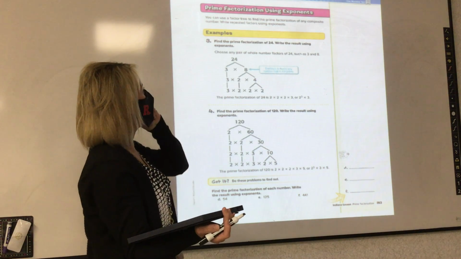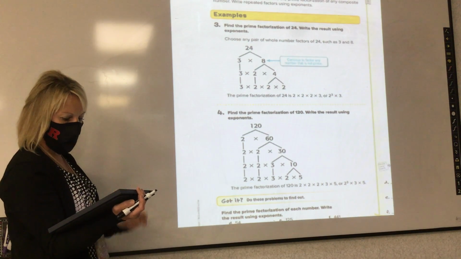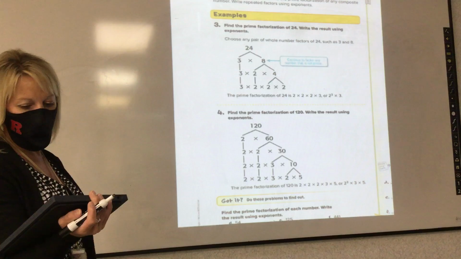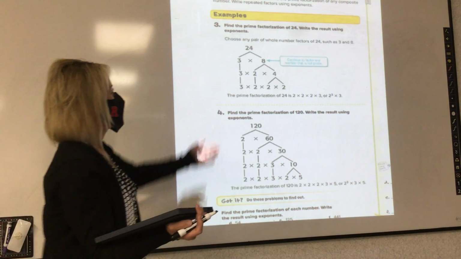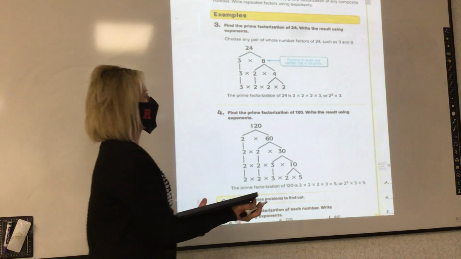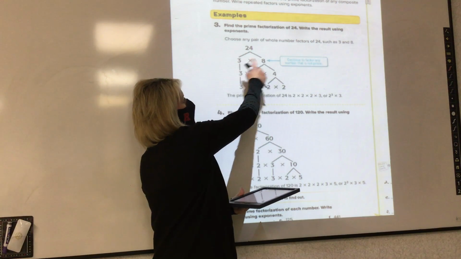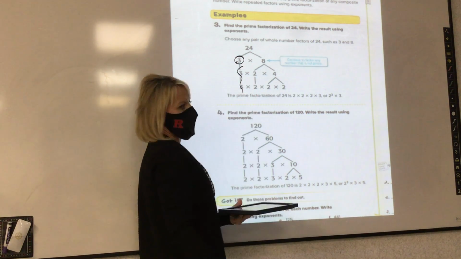You can use a factor tree to find the prime factorization of any composite number. Write repeated factors using exponents, which I have been showing you. It says find the prime factorization of 24. Write the result using exponents. So we start with 24, 3 times 8. Circle this 3. Scribble that out. That gets confusing.